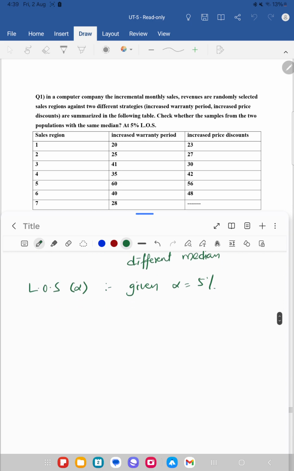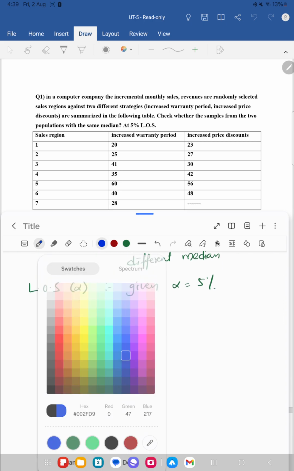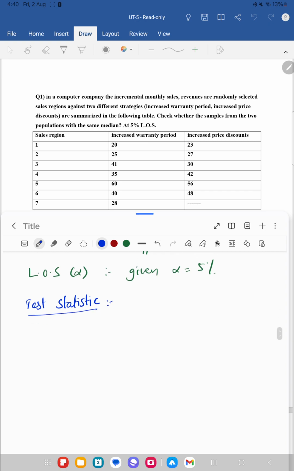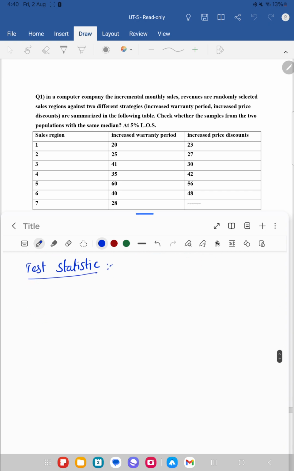Okay, now coming to the test statistic. In the test statistic, we have to follow the procedure. First of all, we have to pool all these observations. Pooling is nothing but mixing. So we will pool all these 7 and these 6, and we will write them in ascending order.